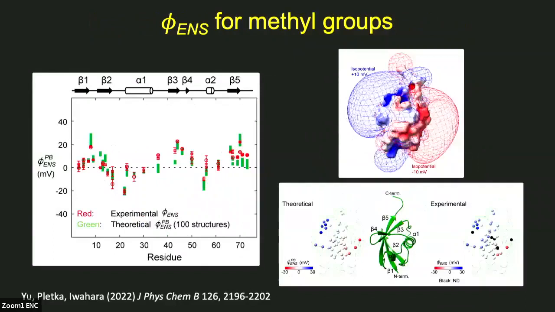We also tested this methodology for methyl groups. As you can see here, the agreement between experimental and theoretical electrostatic potentials were quite good for methyl groups as well. This is important because, as you know, methyl groups are quite useful for NMR studies on large molecular systems. So probably this methodology will work even for relatively large systems.